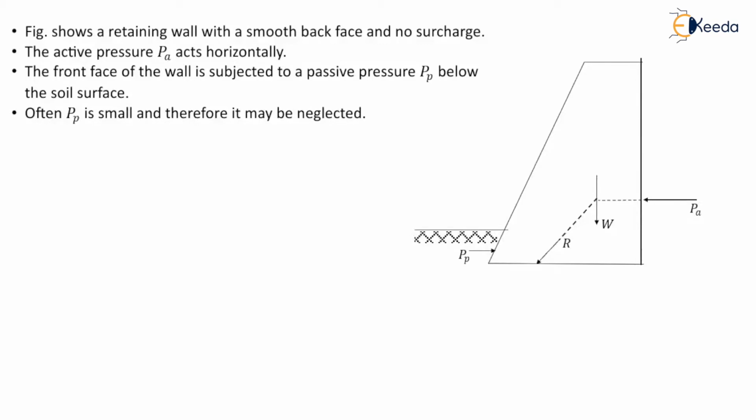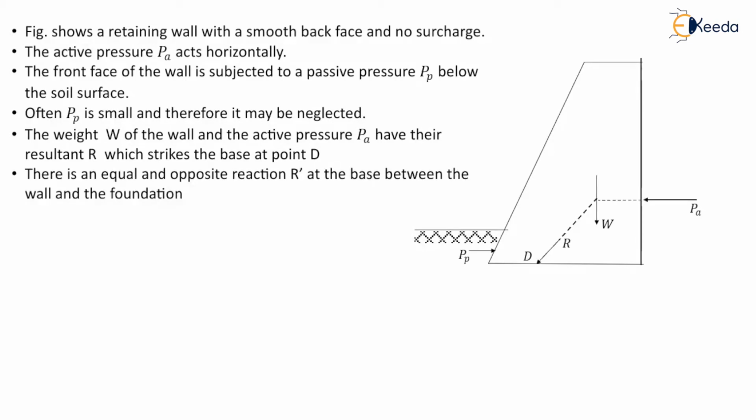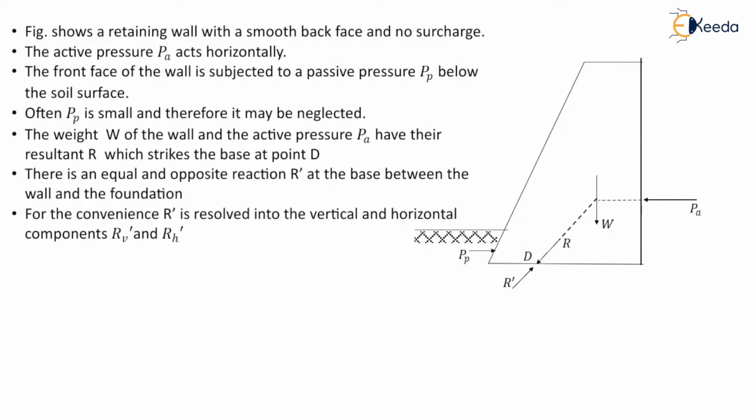So the weight W of the wall and the active pressure PA have their resultant R, which strikes the base at the point D. There is an equal and opposite reaction R dash at the base between the wall and the foundation. For convenience, this R dash is resolved into vertical and horizontal components RV dash and RH dash.